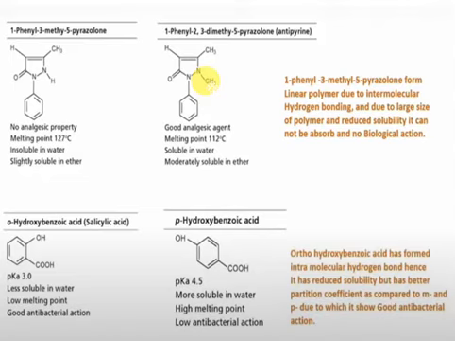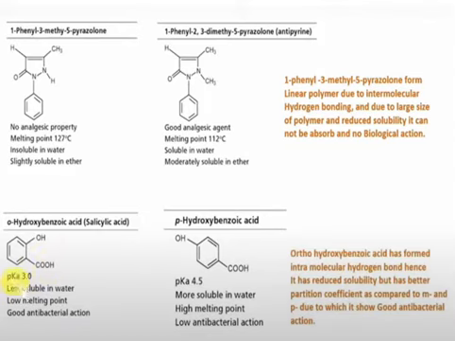Another example: here we have ortho-hydroxybenzoic acid, known as salicylic acid. Salicylic acid has a pKa value of 3. It is less water soluble. You can see the reason why: it has intramolecular hydrogen bonding. Always remember that intramolecular hydrogen bonding causes a decrease in solubility, while intermolecular hydrogen bonding causes an increase in solubility.